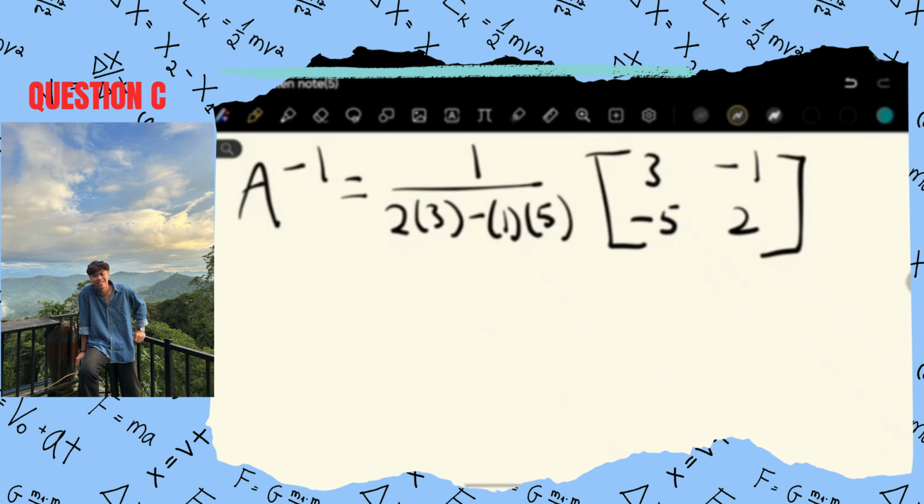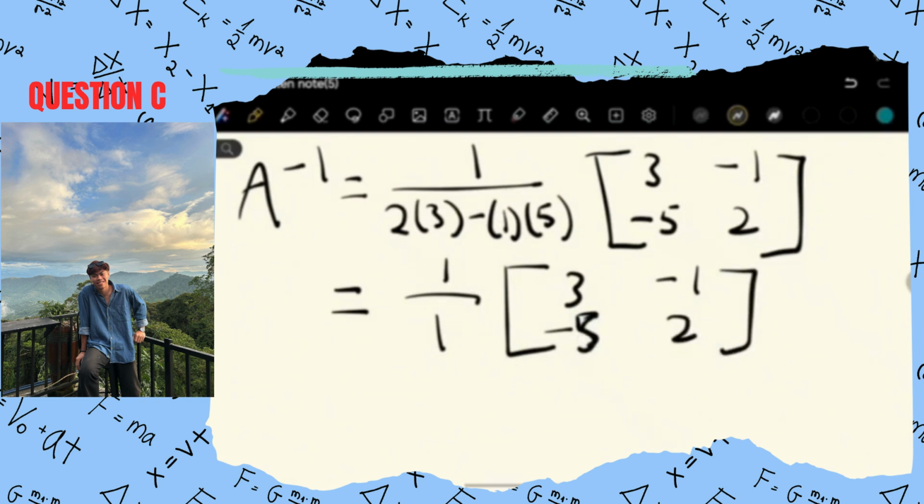So after that, we just multiply it. So the answer for A inverse is 1 per 1 times 3, negative 1, negative 5, 2. So the final answer: A is 3, B is negative 1, C is negative 5, and D is 2.